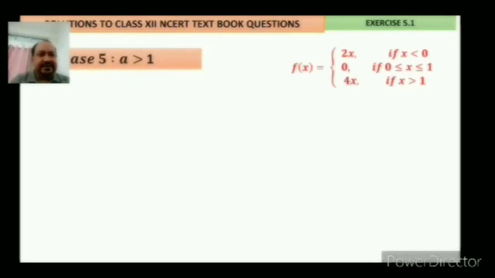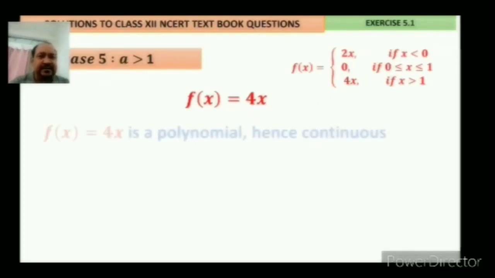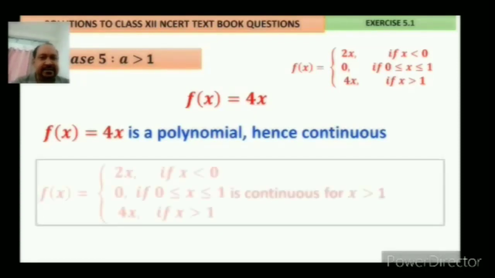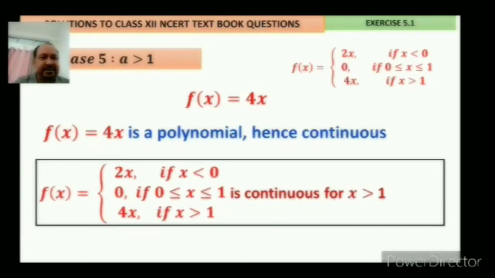For case 5, when a is greater than 1, f of x equal to 4x. When x is greater than 1, the function is defined as 4x. So f of x equal to 4x. F of x equal to 4x is a polynomial, hence it is continuous. So the function is continuous for x greater than 1.